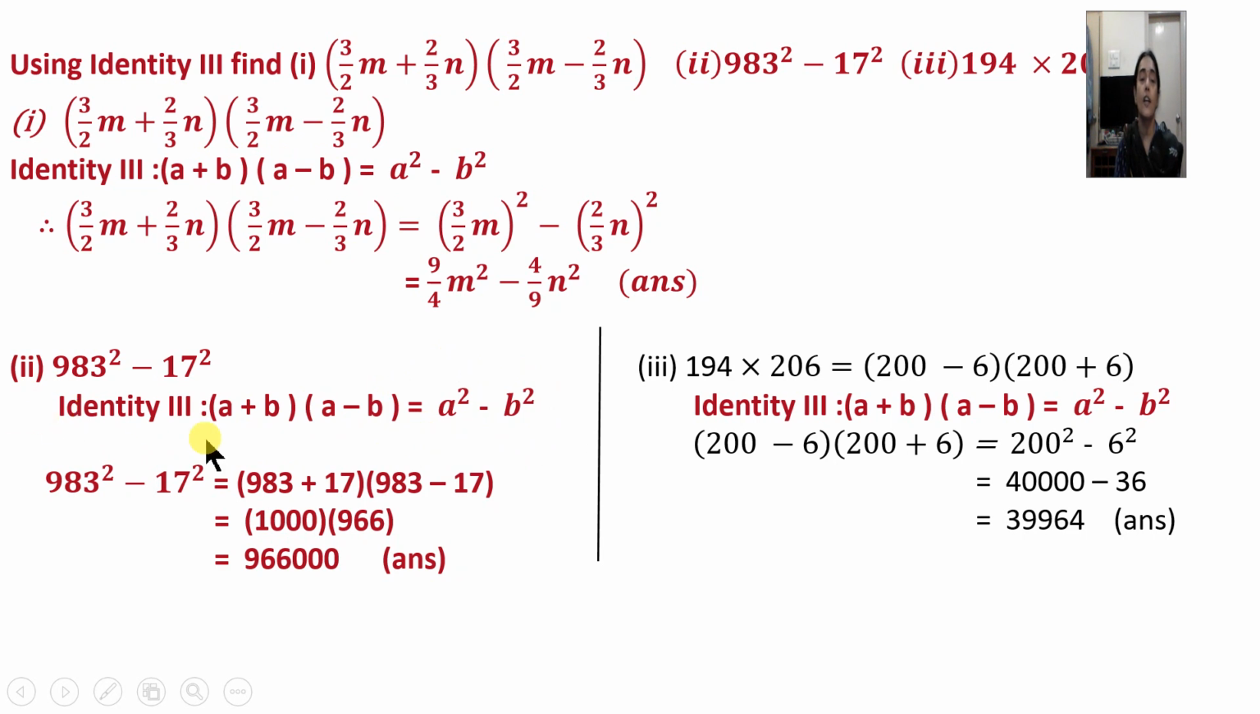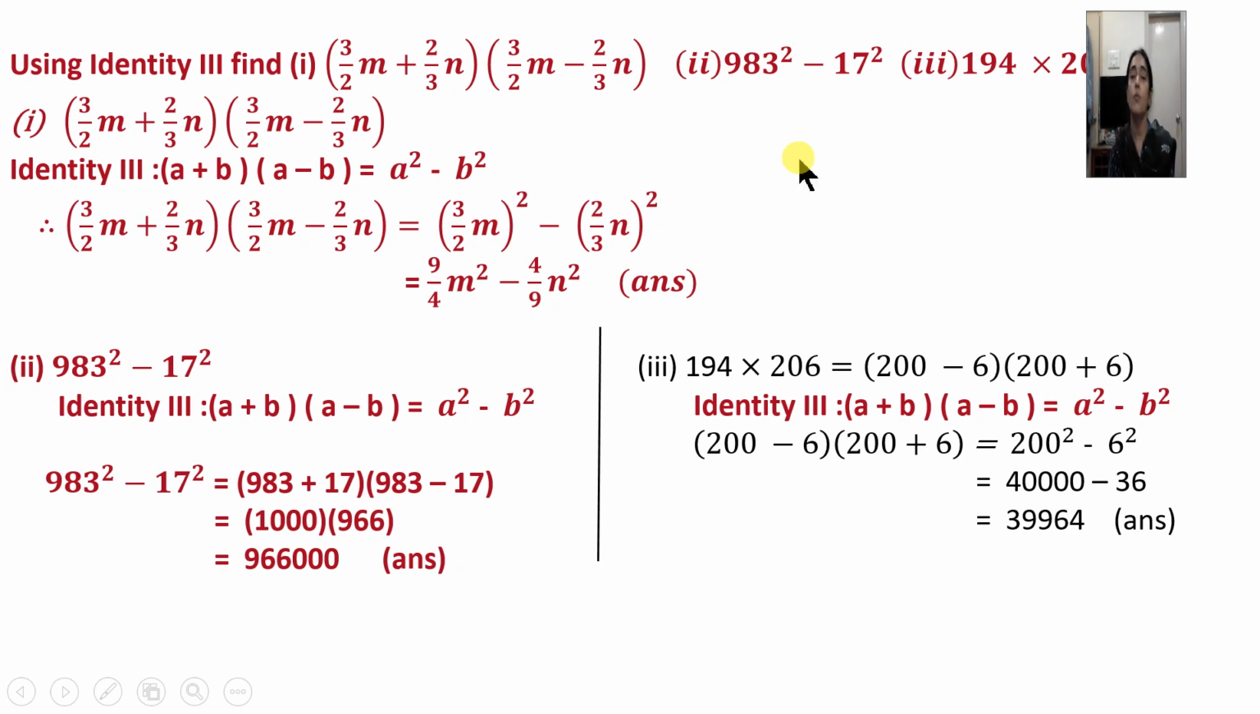So first I write down a square minus b square, which is equal to a plus b into a minus b. My a here is 983 and b here is 17. So 983 plus 17 and 983 minus 17. 983 plus 17 is 1000 and 983 minus 17 is 966. When I multiply, I get the answer 9,66,000. Is it clear?